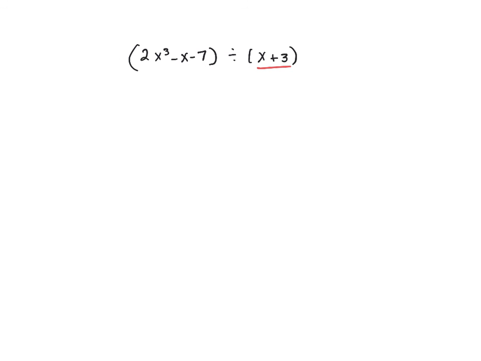So I can use it because it's a binomial. I put -3 in the box, the opposite sign. Write down my coefficients. There's 2x cubed. Ooh, there's no x squared, so I got to put a 0 in for x squared. There is -1x, and then there's a -7. I drop the 2. I do my multiplication, -6. I add. I do the multiplication. It's 18, which is 17.